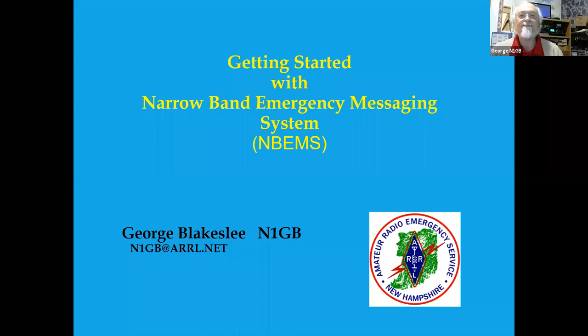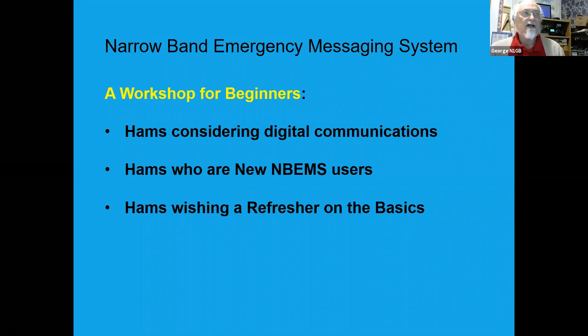So the Narrowband Emergency Messaging System is a digital communication system. It has a digital engine, and then several message handling components that make it possible to transmit audio signals as characters over the internet and also then over the HF.